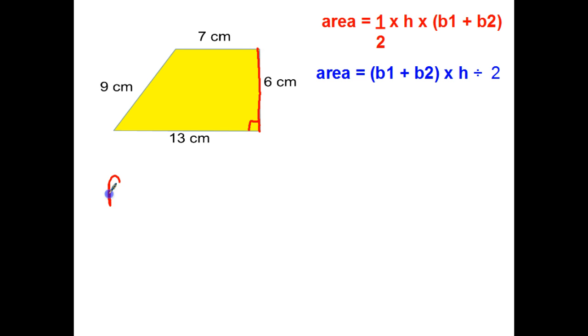So first let's go for perimeter. I got 13 plus 7, that's 20. And I got 9 plus 6, which is 15. Add them together, a nice simple 35 centimeters.